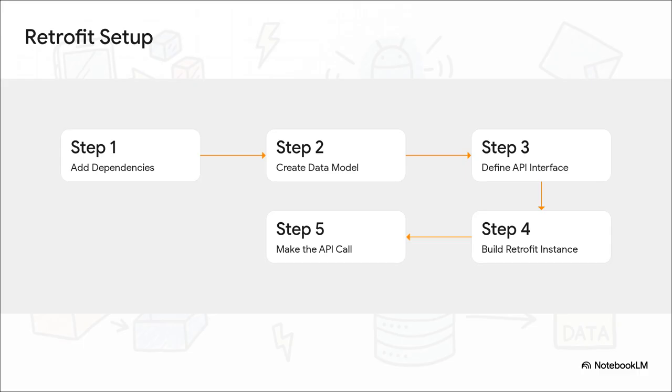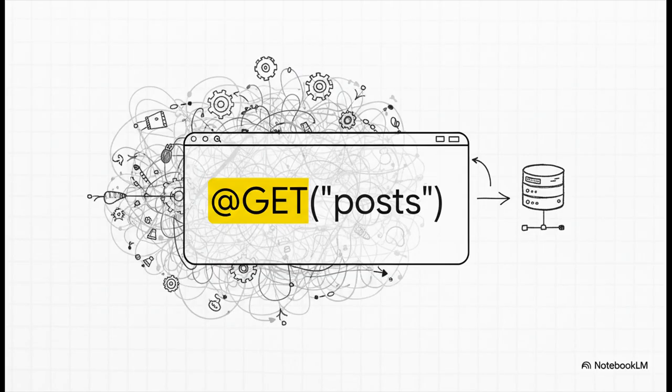Now let's zoom in on the part that feels like actual magic. And here it is. This is where the magic happens, the interface. I mean, just look at how clean that is. With one simple little annotation, @GET, posts, you're telling Retrofit exactly what to do. All that messy, complex HTTP stuff, it's all handled for you, behind the scenes. This one line of code literally replaces dozens of lines of the old, clunky way.